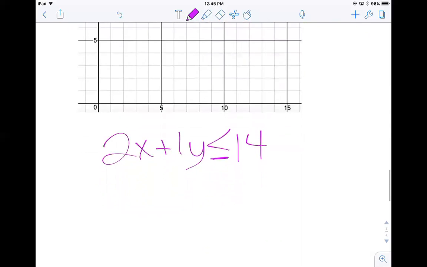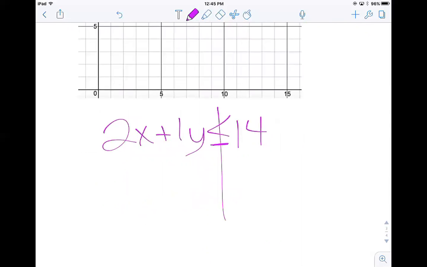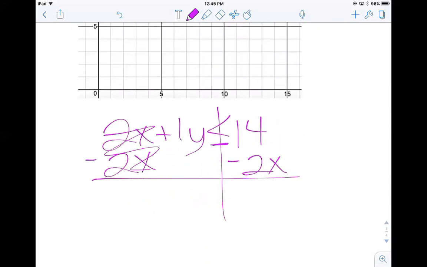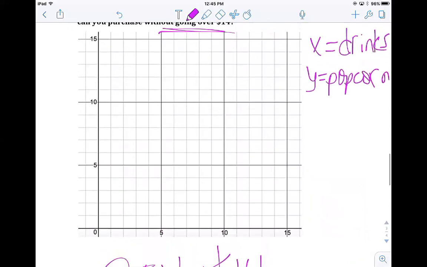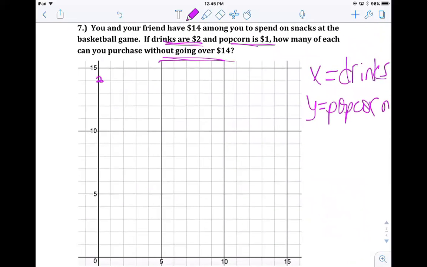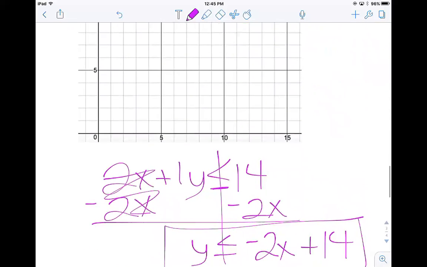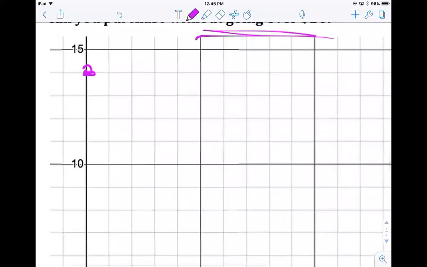So now what we're going to do to graph it is we are going to get that y by itself. We're going to subtract the 2x over. So when we do that, we'll have our y, we'll have our less than or equal to symbol. I like to put my x first, so negative 2x plus my 14. Now we are ready to graph. 14 is our y-intercept, so we're going to put our point at 14. Our slope is negative 2, so we're going to go down 2 blocks over 1 a couple times.